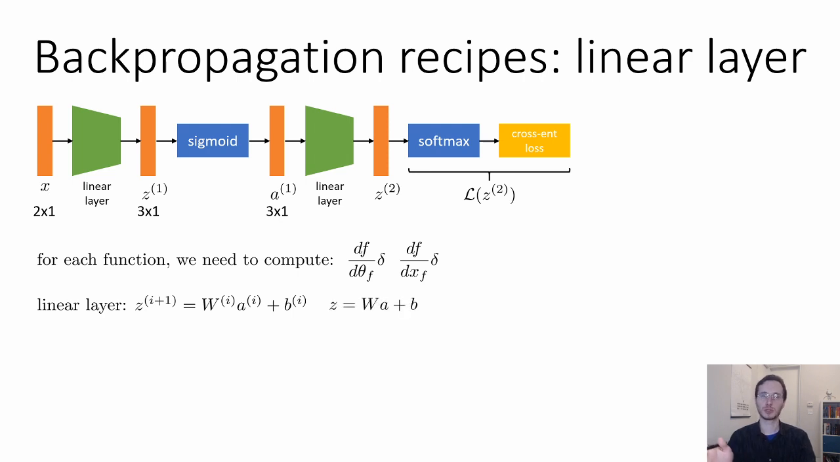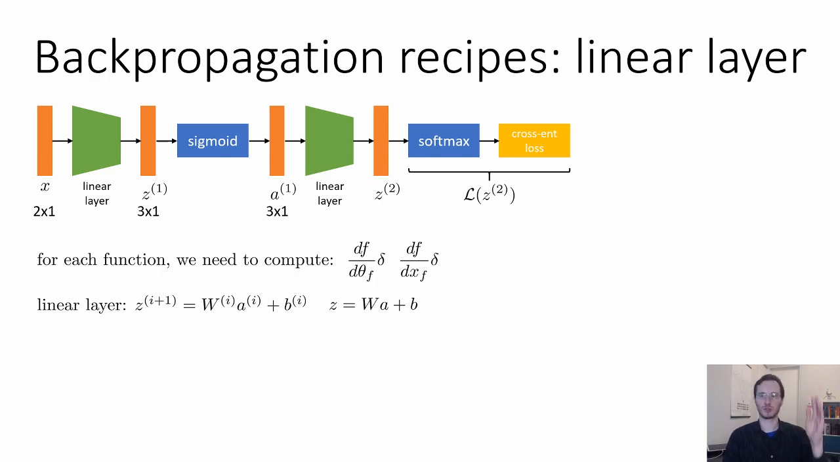Or, just for notational convenience, I'll actually drop the superscripts and write it as Z equals Wa plus B, just to keep things concise. Now, really quick, what is XF? XF is the input to this function, so XF is A. What is theta f? The parameters. Well, the parameters are W and B.